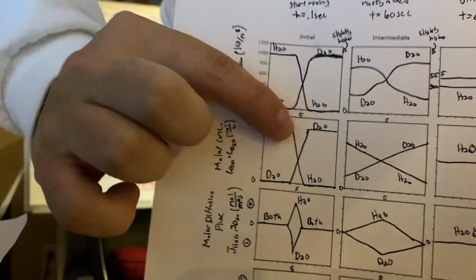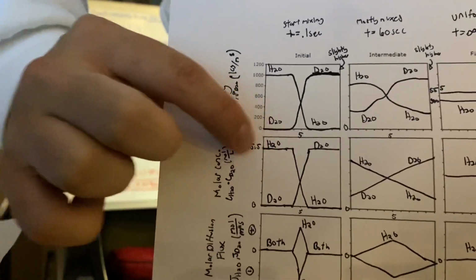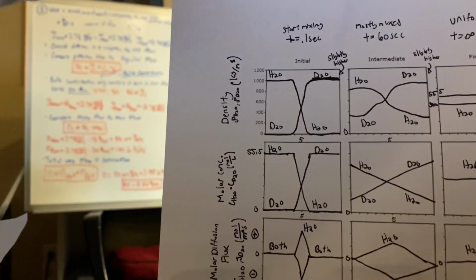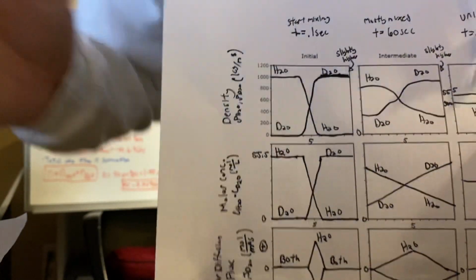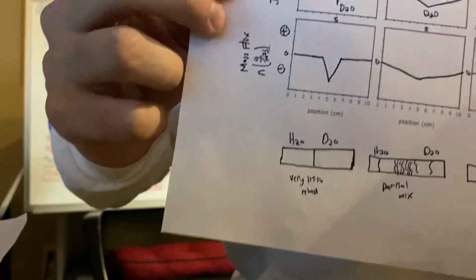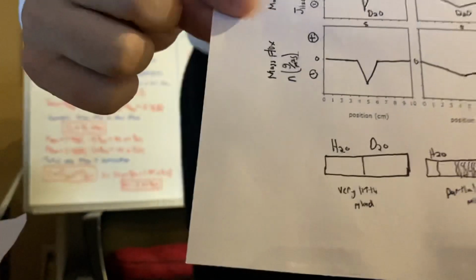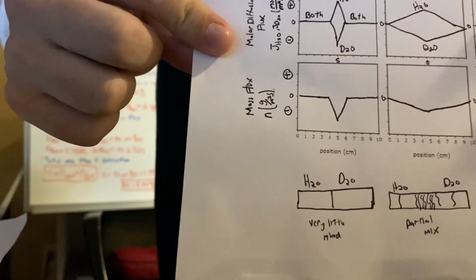And that explains why this H2O is just slightly larger here. Once again, the only mixing point is in the middle, and on the left side and the right side is going to be pure deuterium H2O. Going down to the bottom 2 graphs, we have the molar diffusion flux and the mass flux of the system.